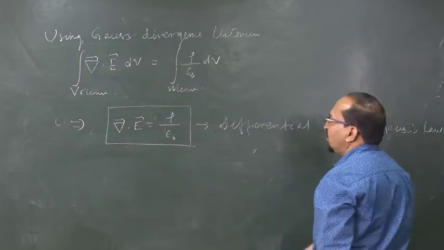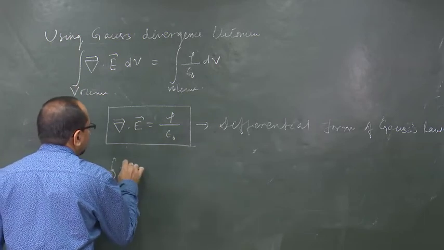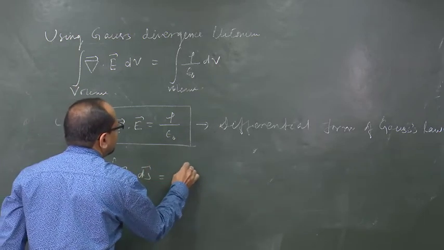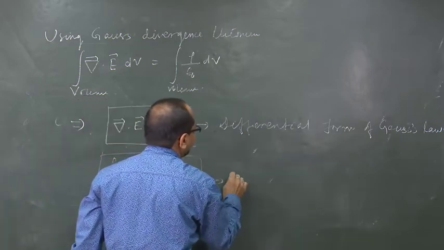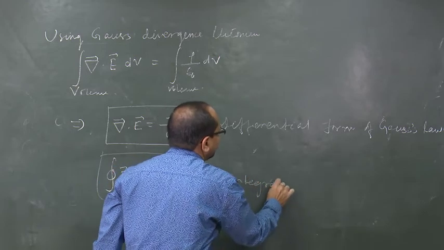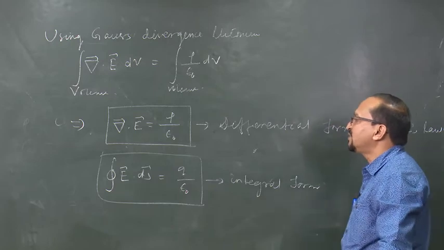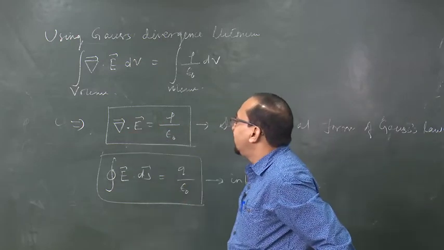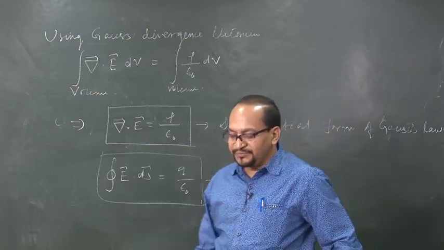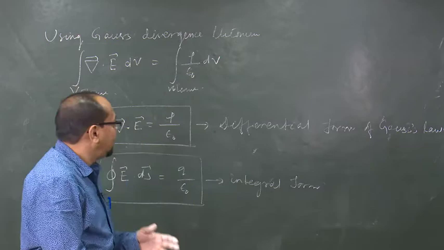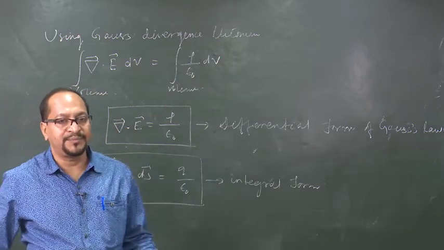Okay. So, Gauss law has two forms. The integral form is integration of E dot ds is equal to q by epsilon naught. This is the integral form. And the differential form of Gauss law is divergence of E is equal to rho by epsilon naught. This is very important, the differential form of Gauss law. So, let us end here this divergence theorem and its application to Gauss law.